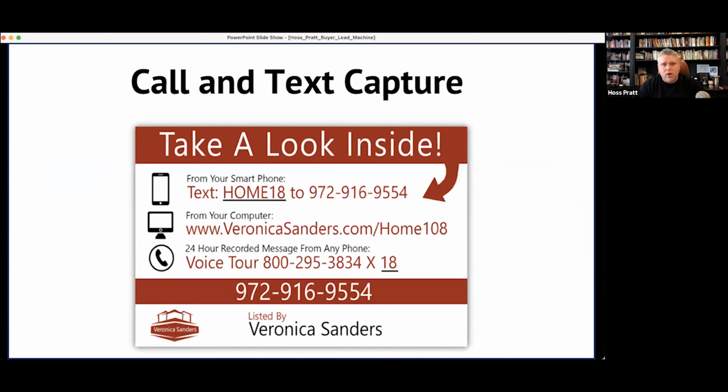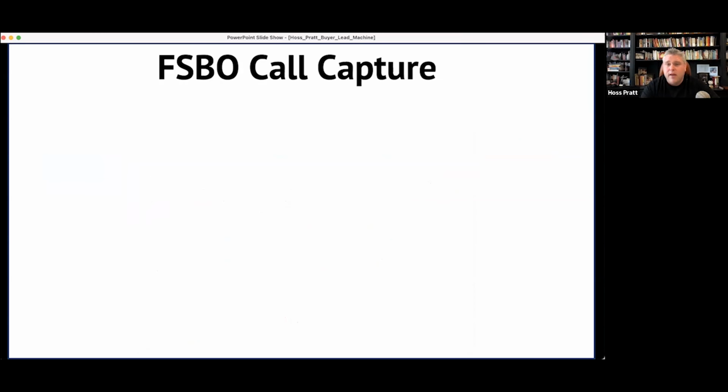Here's another example of call and text capture. I'm going to speed up too, because I've got more to cover and about 10 minutes here, folks. The call and text capture is huge because people prefer texting, and I'm going to offer them whatever they prefer.